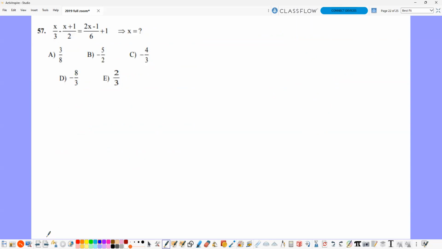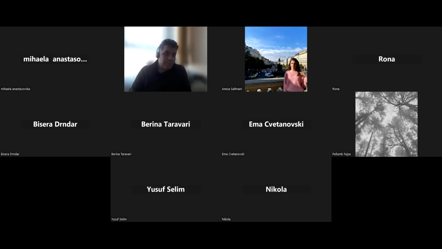Okay, this is an equation with fractions. Since there is a fraction here, we have to make the denominator the same. I have to write here 2 and here 3 and here 6, since it is equal.